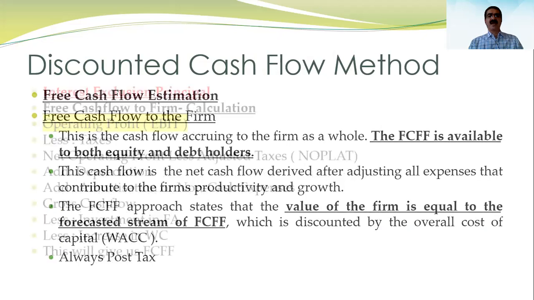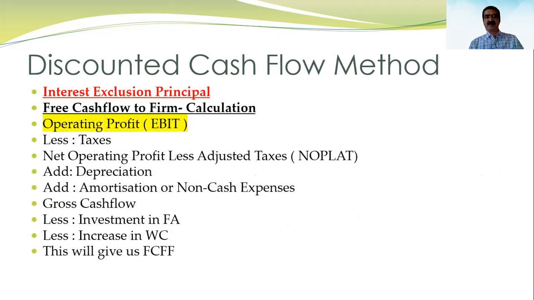The steps of the method we use for FCFF: first of all, we find the EBIT, then we reduce taxes to get NOPAT. We add back depreciation and amortization to get the gross cash flow. We reduce the investment in fixed assets and working capital, and we get the FCFF. This FCFF is projected for the whole period, and then we have a terminal value. If we add these, we get the enterprise value.